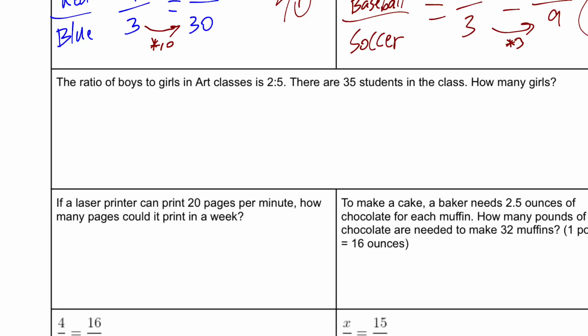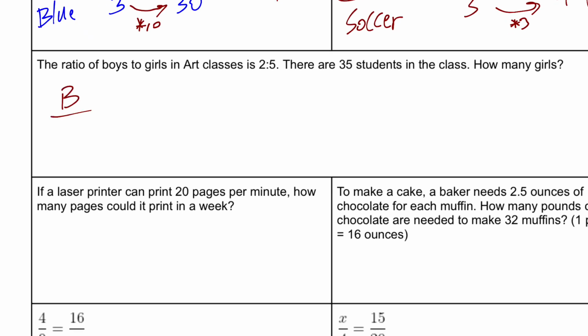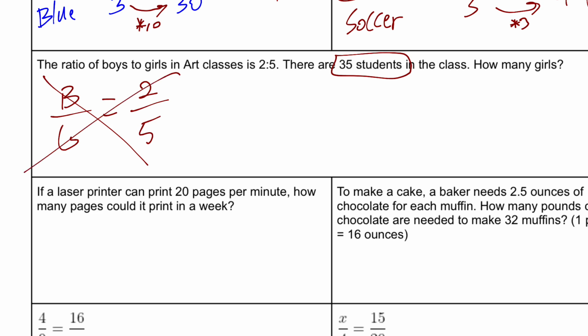This one's a little bit different, because if I tried to say boys to girls, and I set that as 2 over 5, they don't tell me anything useful in the other part. 35 students, where does that go? Does that go with boys or girls? I don't know. So I actually can't use that type of ratio for this one.